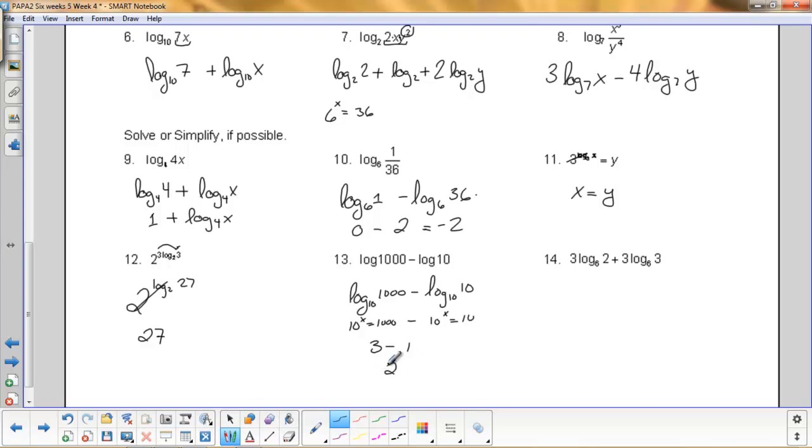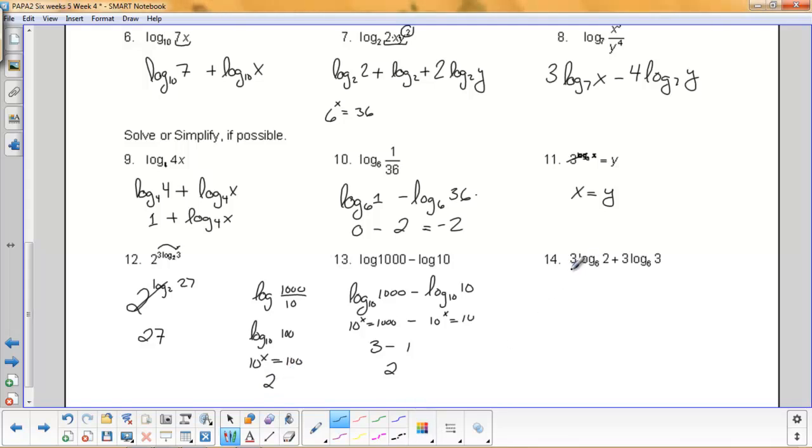Now the other way to look at this, of course, is by condensing. So I'll come over here to the side and we'll condense instead. Log of 1,000 divided by 10. Well, 1,000 divided by 10 is 100, so we write it as log, remember it's base 10, of 100. And now I can switch this to exponential form. 10 to the x power equals 100, and it'll still give me the same answer, x equals 2.